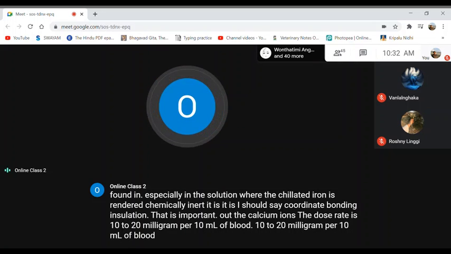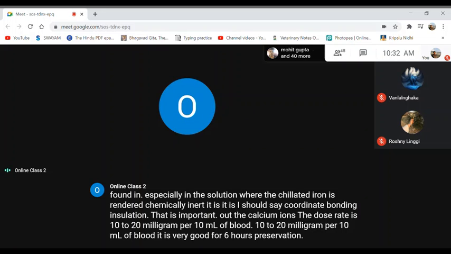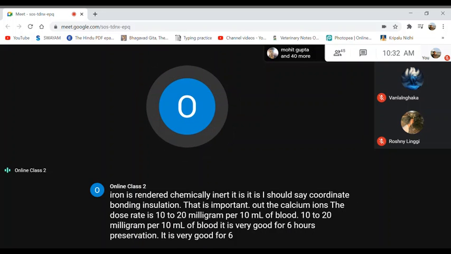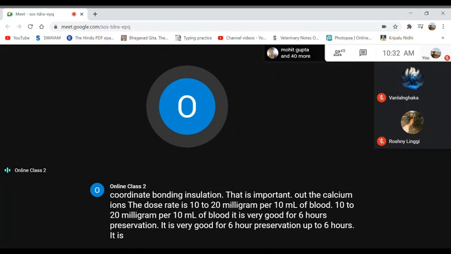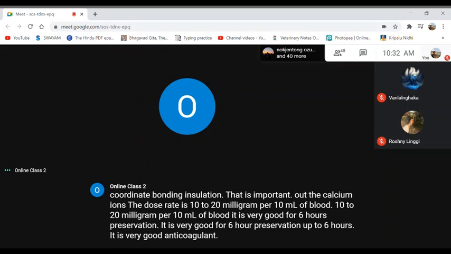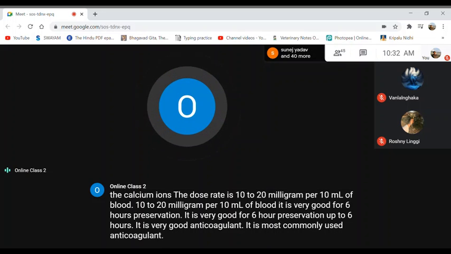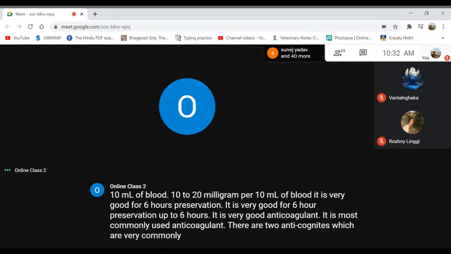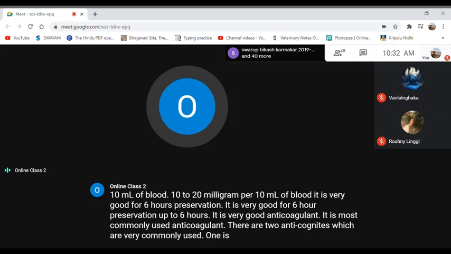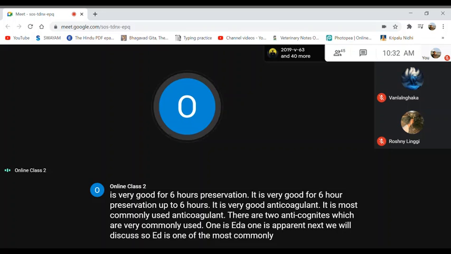It is very good for 6 hours preservation. Up to 6 hours, it is a very good anticoagulant. It is the most commonly used anticoagulant. There are two anticoagulants which are very commonly used: one is EDTA, one is heparin. Next we will discuss heparin.